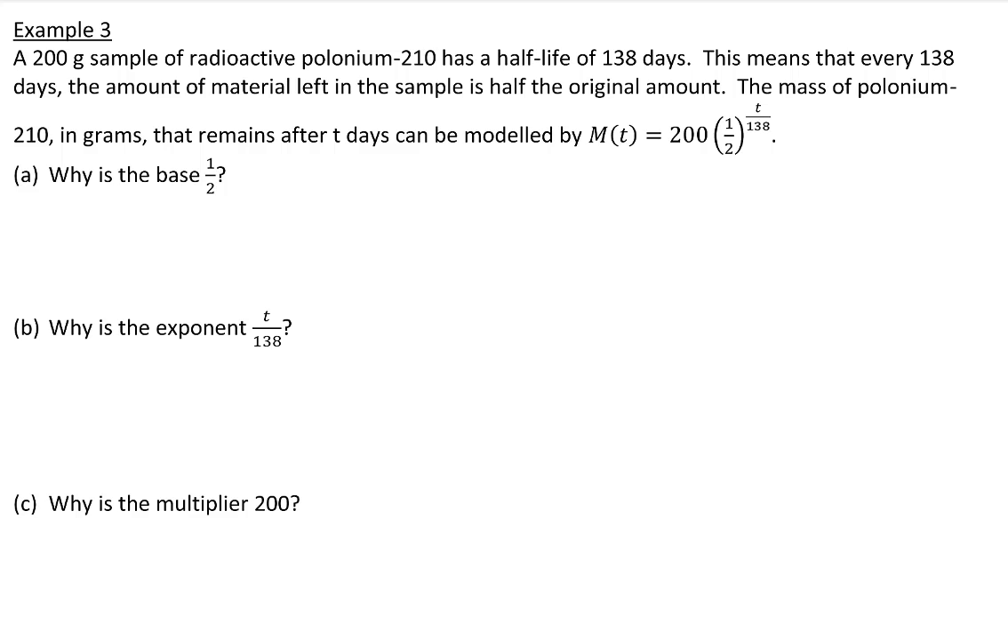And our last example. A 200 milligram sample of radioactive polonium-210 has a half-life of 138 days. This means that every 138 days, the amount of material left in the sample is half the original amount. So the mass of polonium-210 in grams that remains after t days can be modeled by the following formula.